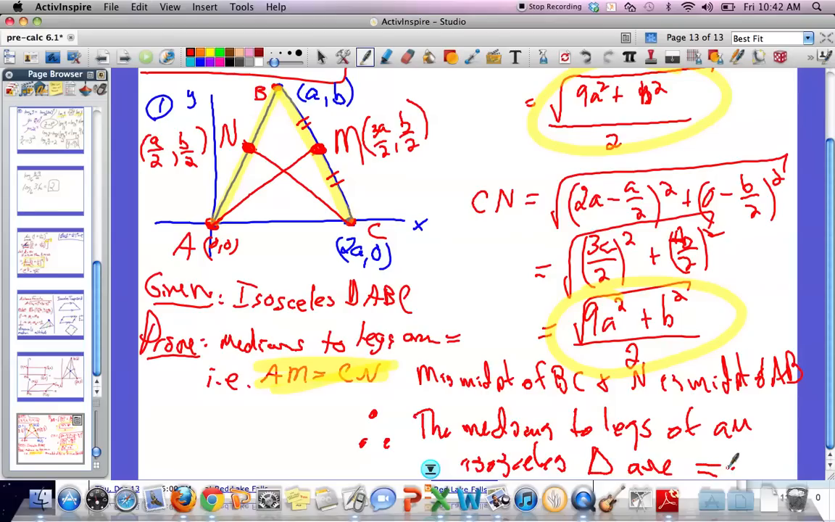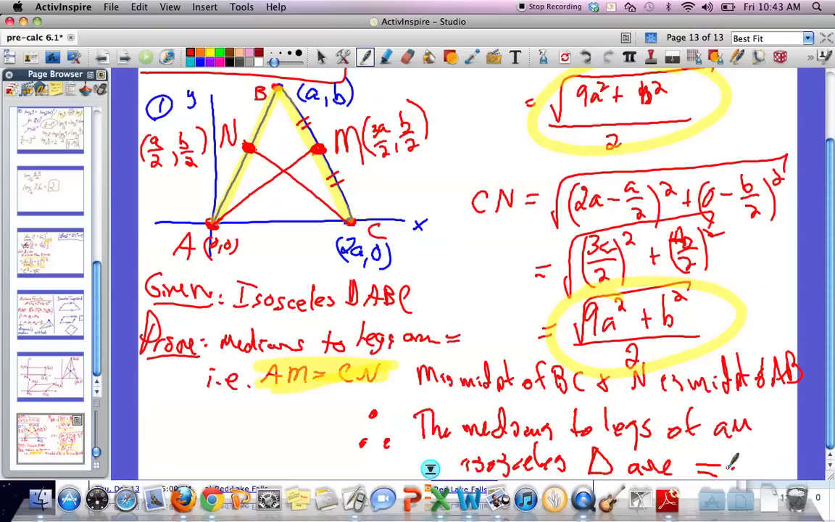Now you can also see why the assignment isn't 25 problems. But that's what coordinate proofs look like. You put it in the coordinate system. Your picture is a big part of your proof.